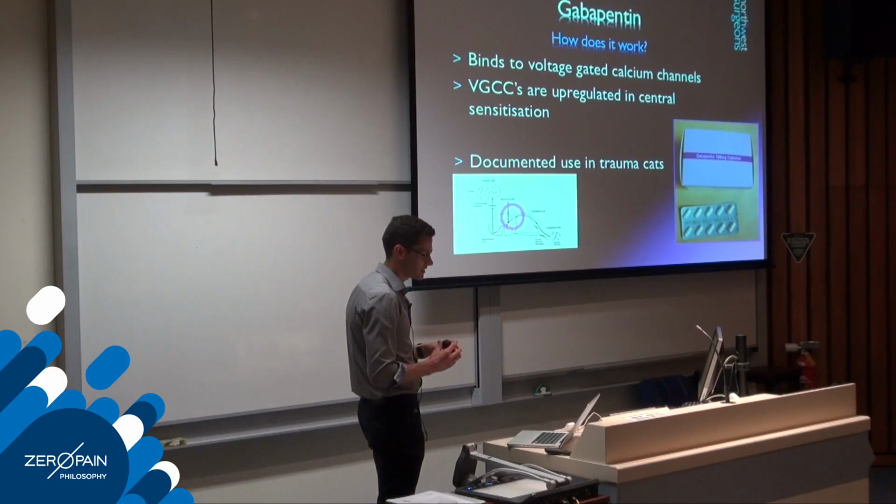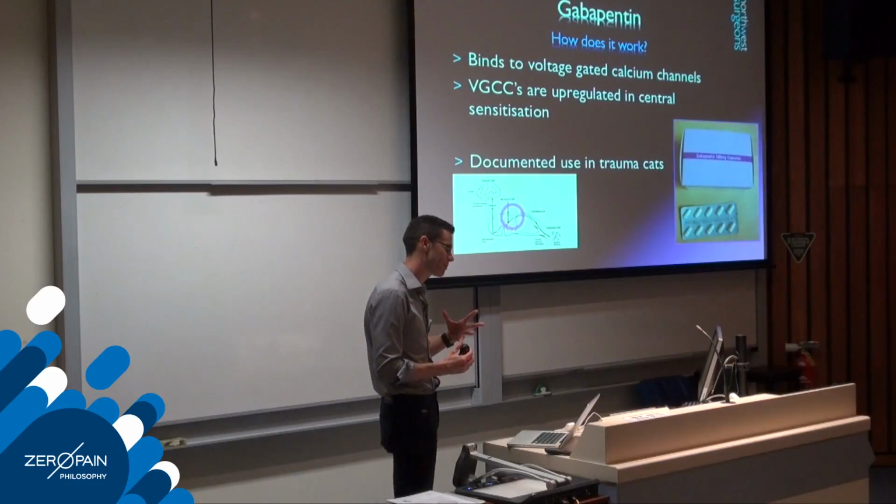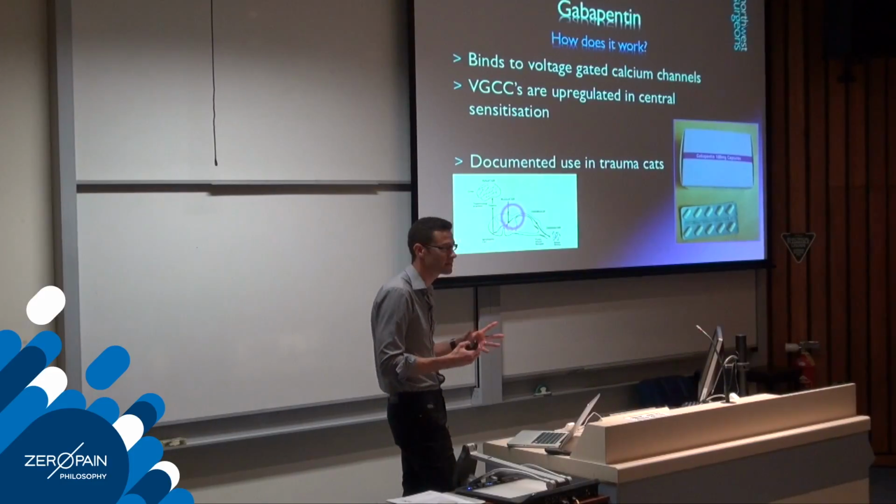For gabapentin, it binds to voltage-gated calcium channels. That may be one of its mechanisms of analgesia. It's one of those drugs that we know works in people. We don't exactly know how it works, quite common to some of these chronic pain drugs that we have already in existence. We know that voltage-gated calcium channels are upregulated in central sensitization, so they seem like a sensible target.